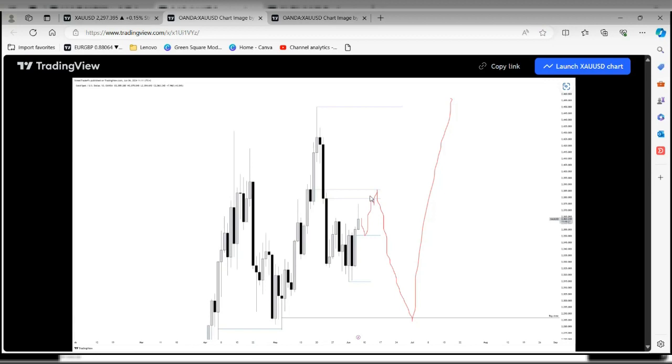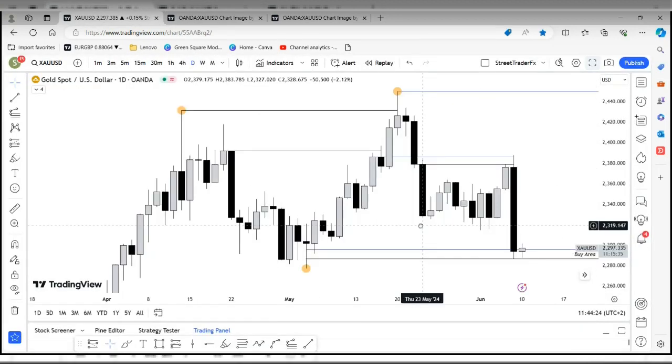I was mainly looking for this area to give me just minor pullbacks, and then we tap this area right here, and then sell off to target this area right here. That's the area which we were targeting right here.